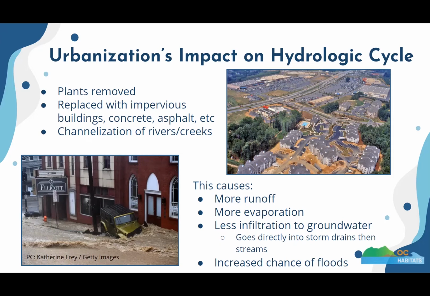It causes increased chance of floods. Since the water is not being soaked into the ground, it is going straight into the streams, so a lot more water is going into the streams than would normally. So we can have, as you can see in this picture on the left, an increased chance of having floods in or near cities because of this. So that is urbanization's impact on the hydrologic cycle.